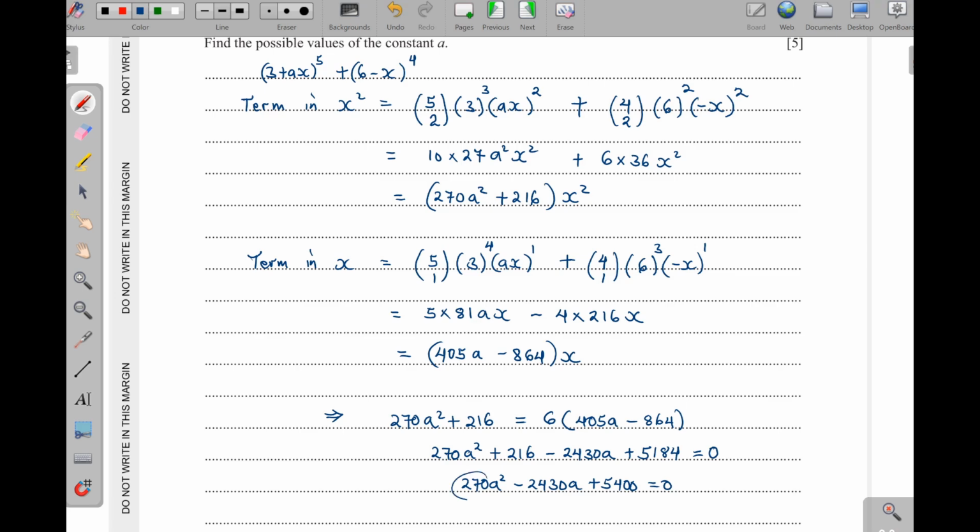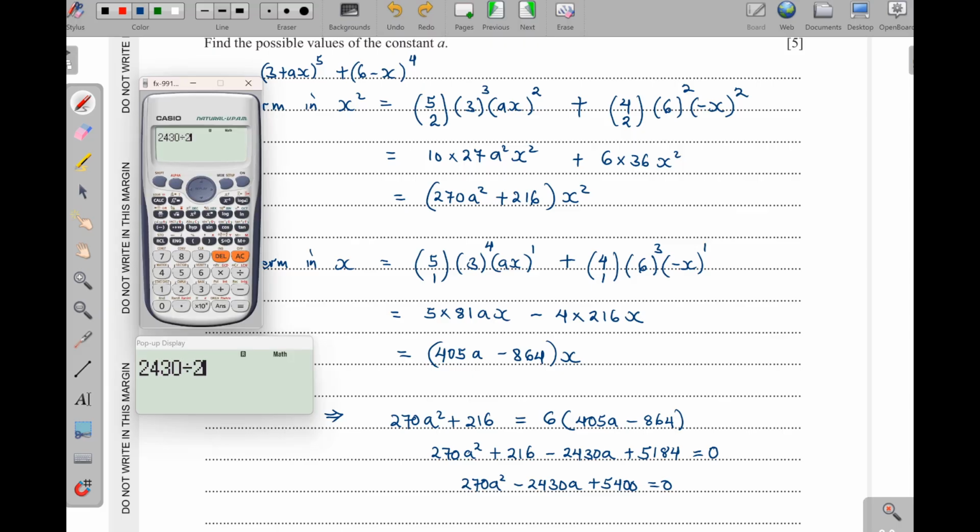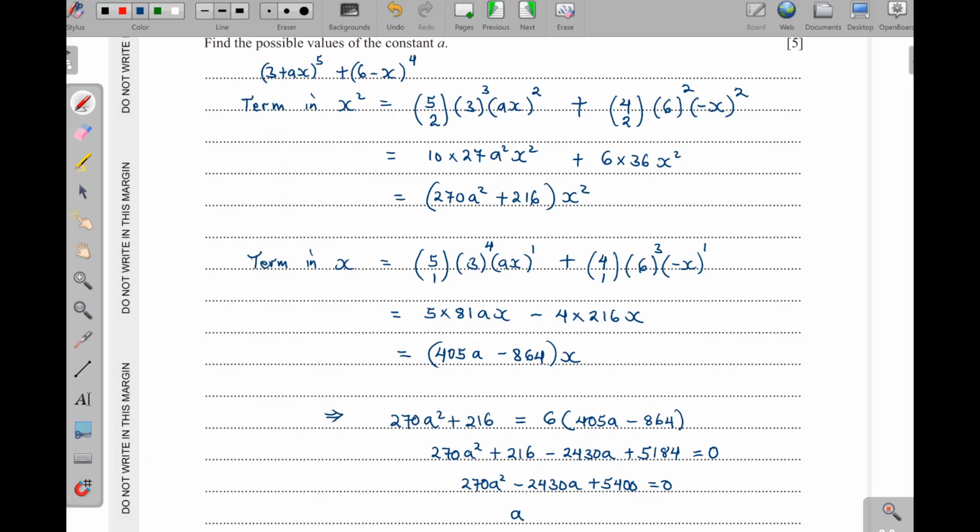Now does 270 go into this one and this one? Yeah, it will actually go into this one, because 27 times 2 you get 54. Does it go in here? Let's check such that we can simplify this quadratic equation and then we solve it. 2430 divided by 270. Yes, it goes through. So that is 9. That means here we shall have a squared minus 9a then here it will be a 20, which is equal to what? To 0. You see that?